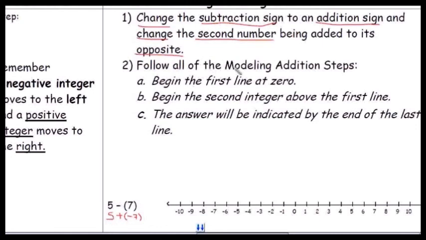And now I can go ahead and follow the modeling addition steps that we reviewed on the other video about modeling addition. And these are the rules in that video. Begin the first line at 0. So I'm going to start here at 0. I'm going to begin my first line at 0. And I'm going to go to the positive 5. So that means I'm going to go to the right. And there's a little note right here to the side for you to remember. So make sure you remember if it's a negative integer, you move to the left. If it's a positive integer, you move to the right. In this case, we had a positive 5, so we end up here at 5.